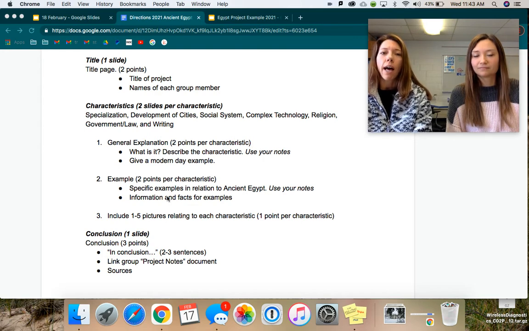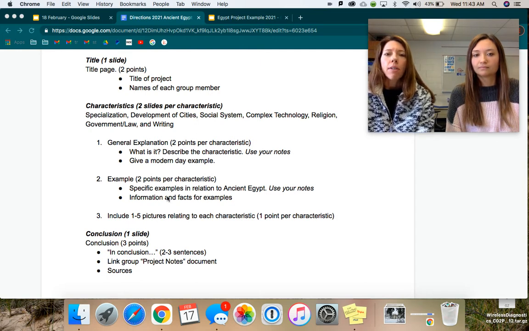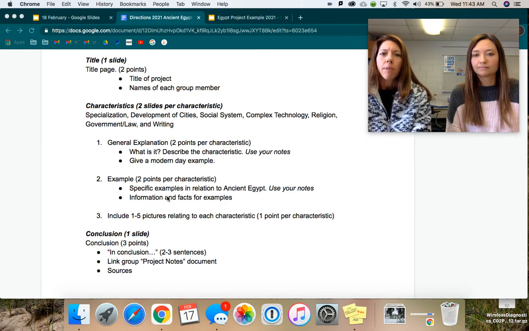On those 2 slides, you need to include, and you see this in 1 and 2, a general explanation of the characteristic. What does specialization mean? You need to describe it, talk about it, give information. Then you need to give a modern day example of, for example, specialization. What does that mean in our times right now? In 2021, what is specialization?